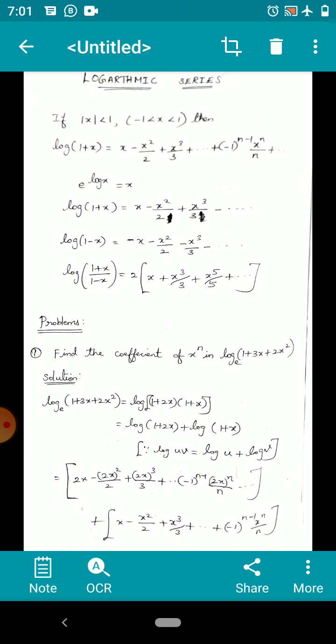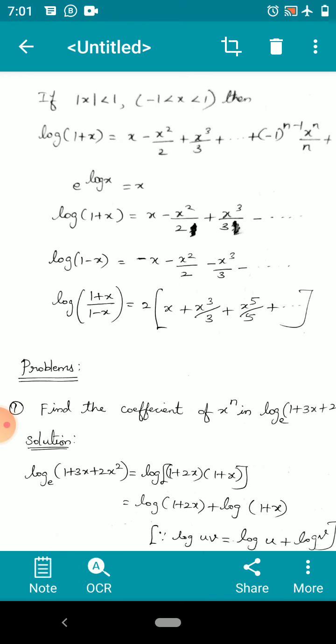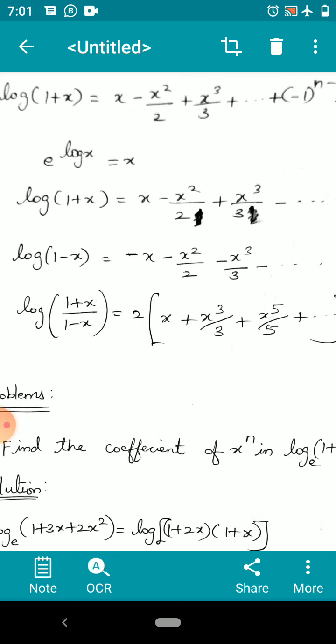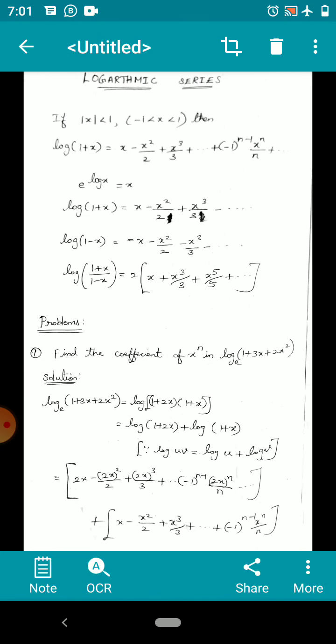Then log of 1 minus x, that is, in the place of x we have minus x. So minus x minus x squared by 2 minus x cubed by 3 minus and so on. Now log of 1 plus x by 1 minus x is equal to 2 into x plus x cubed by 3 plus x power 5 by 5 and so on. Okay, so learn the formulas by heart. Now we are going to see the problems based on this.